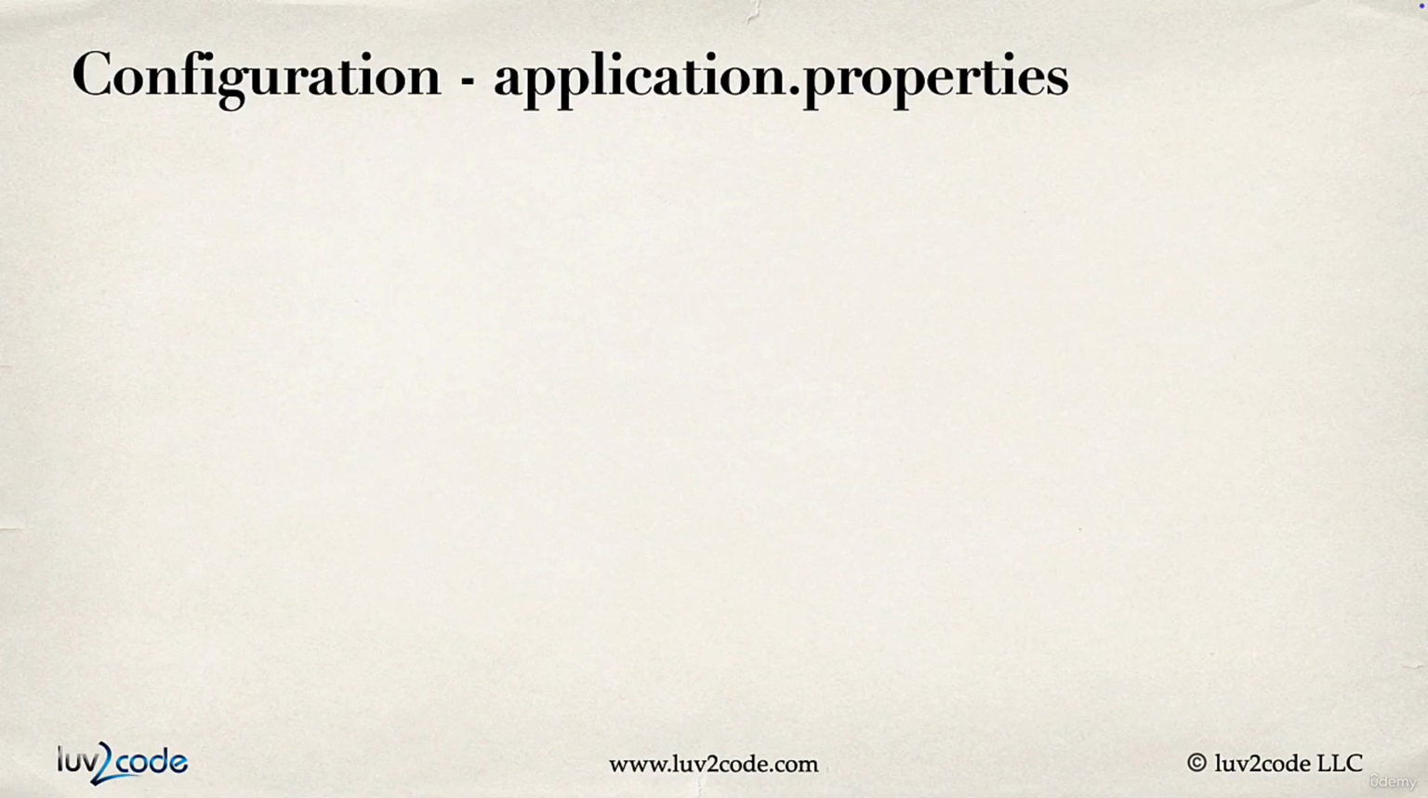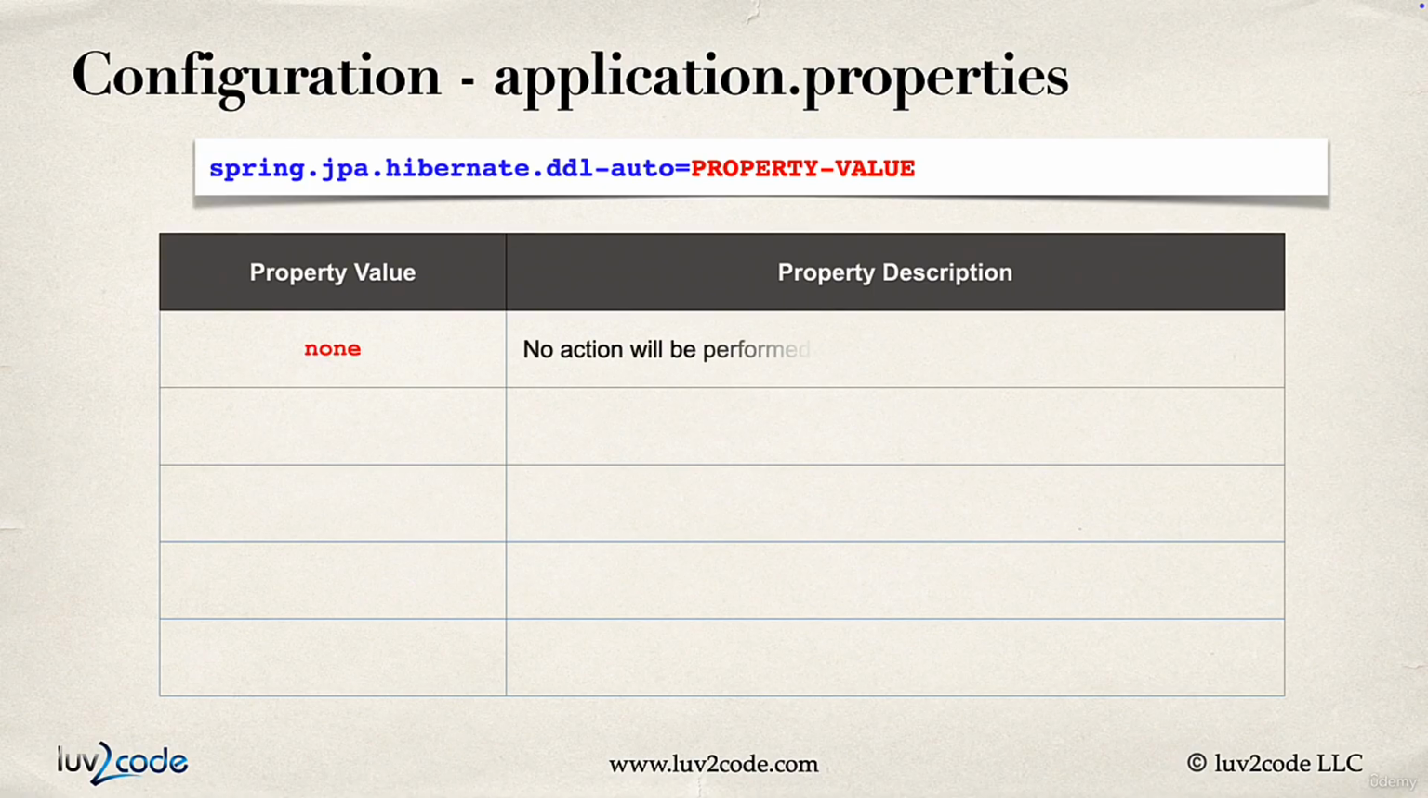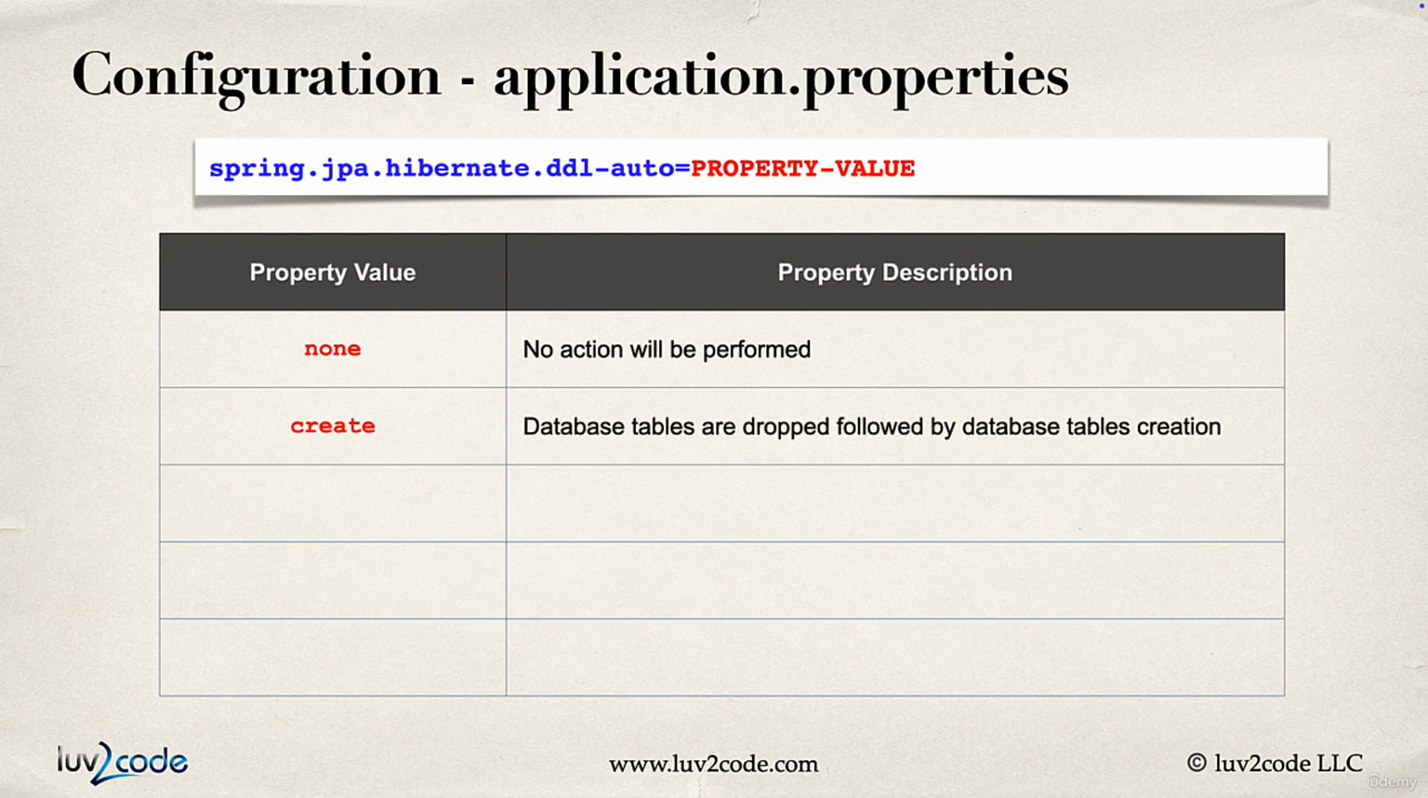There are different property values that you can set here. One value you can use is none. In that case, no action will be performed. For the create option, the database tables are dropped, followed by a database table creation. Now, when we say drop, that means that all data is lost. Everything goes away. You lose everything.